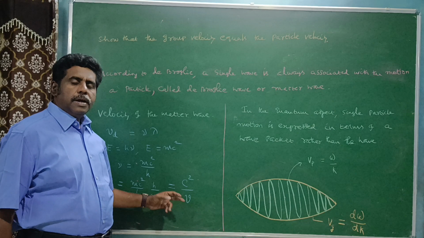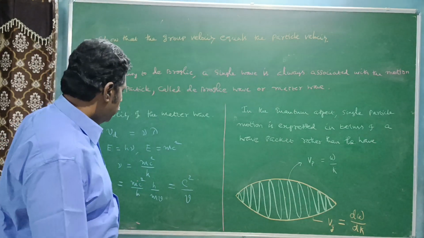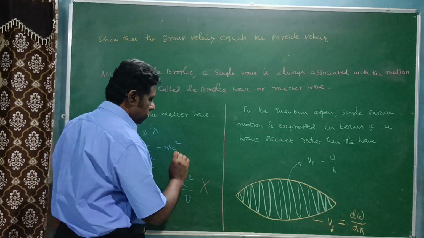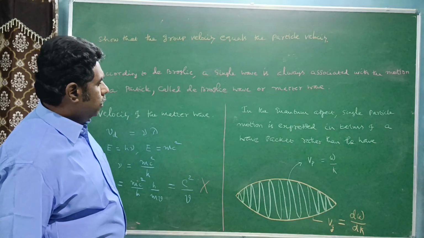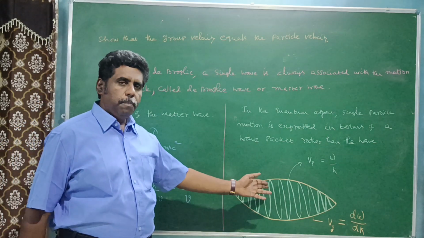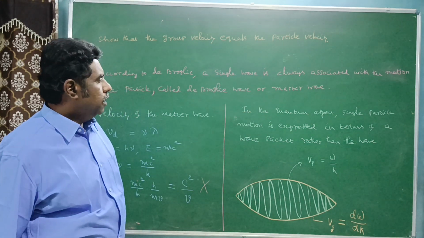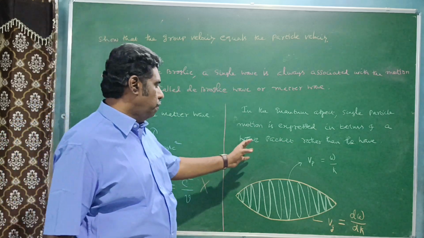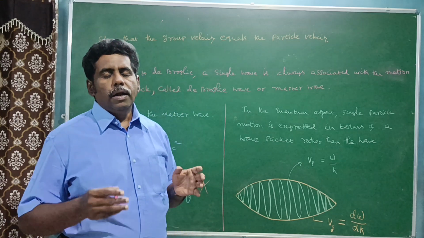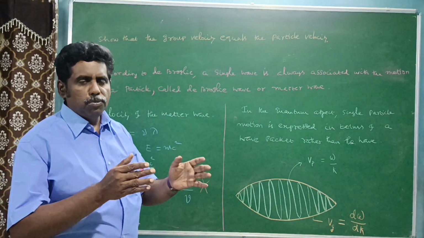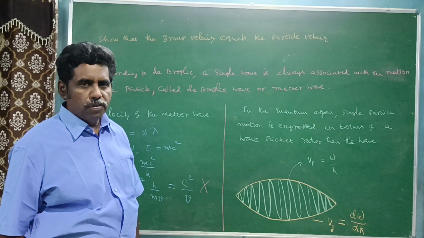This means that de Broglie waves are moving with a velocity greater than the velocity of light, which is practically impossible. To solve this problem, we have to introduce the concept of a wave packet. In the quantum aspect, single particle motion is expressed in terms of a wave packet rather than a single wave. Suppose a particle is in motion: not only a single wave but a group of waves are associated with the motion of the particle.